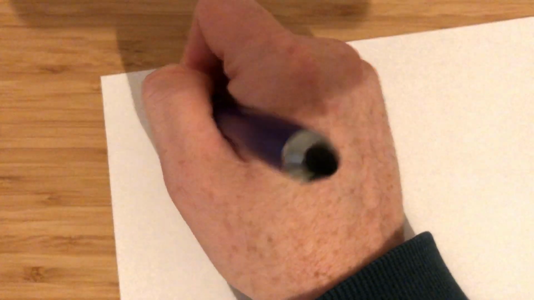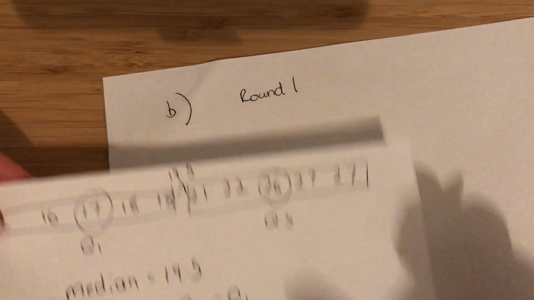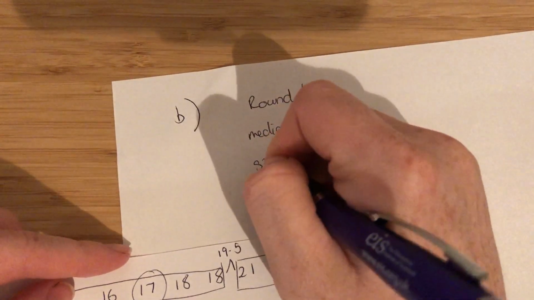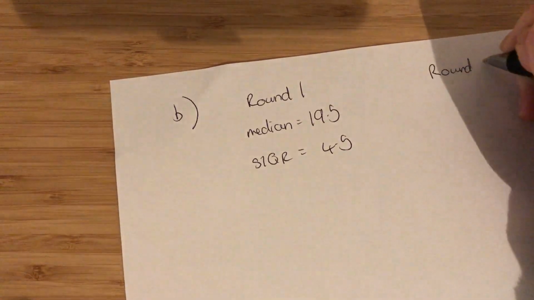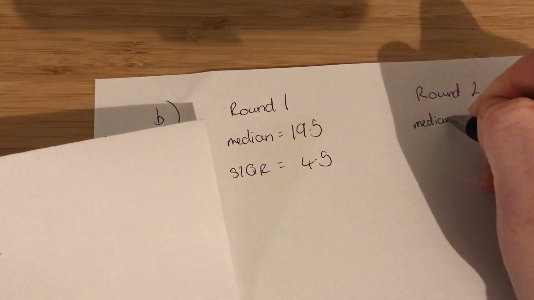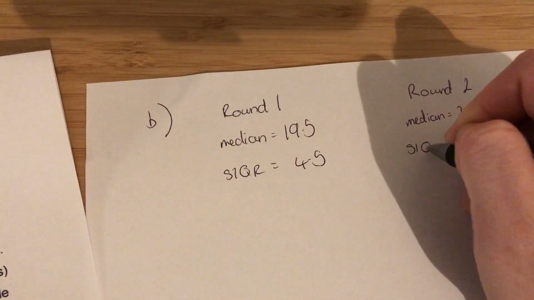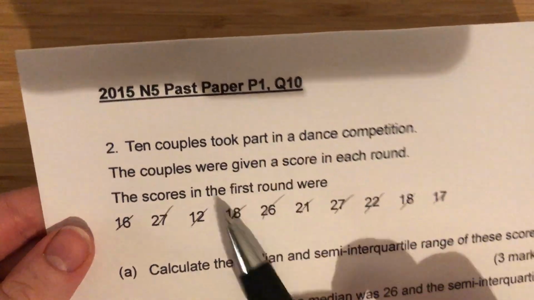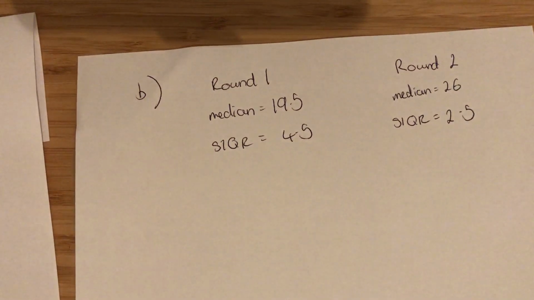So let's write down what we have. Round one, the median was 19.5 and the semi-interquartile range was 4.5. But in round two, our new ones are the median is 26 and the semi-interquartile range is 2.5. We're talking about the scores in a dance competition, so be sure that you know what the context is. Median, same as mean, we're going to say on average.